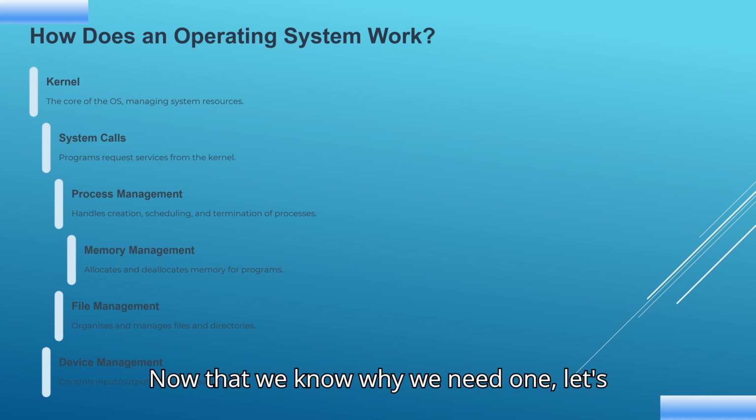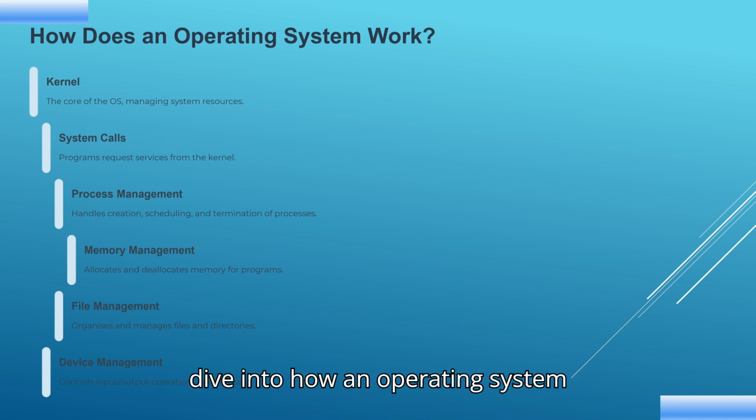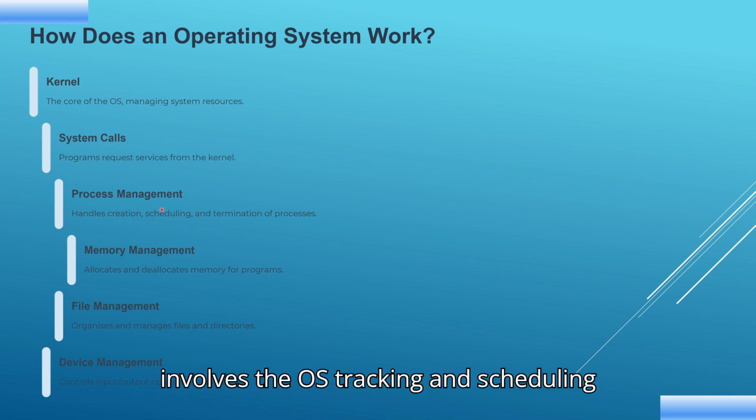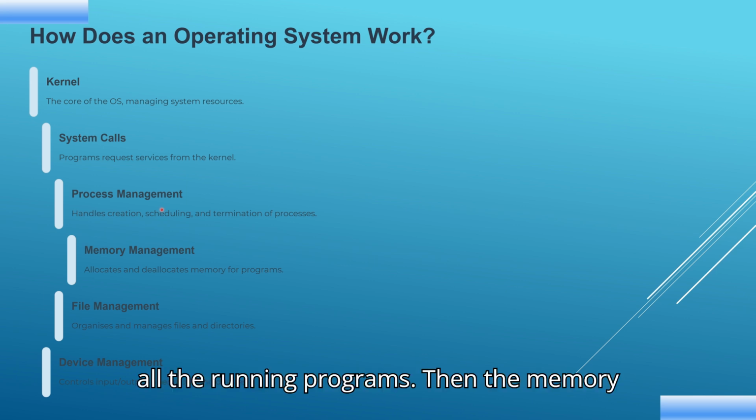Now that we know why we need one, let's dive into how an operating system actually works. At the center is the kernel, which is the brain of the OS. It directly interacts with hardware. Second, system calls. It acts like a middleman. They let application programs ask the kernel for services like reading a file. Then process management. It involves the OS tracking and scheduling all the running programs. Then the memory management.